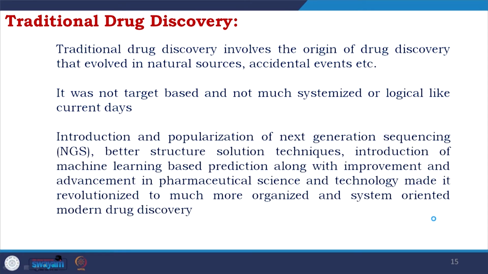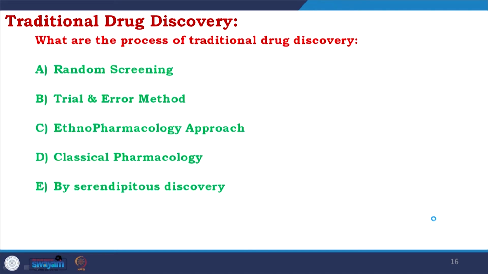The introduction and popularization of next generation sequencing, the NGS we talked about, better structure solution techniques, which we discussed in detail, and the introduction of machine learning based prediction, along with improvement and advancement in pharmaceutical science and technology, revolutionized drug discovery into a much more organized and system oriented modern drug discovery, which is not traditional drug discovery. You could divide traditional drug discovery majorly into 5 topics. 1. Random screening. 2. Trial and error method.